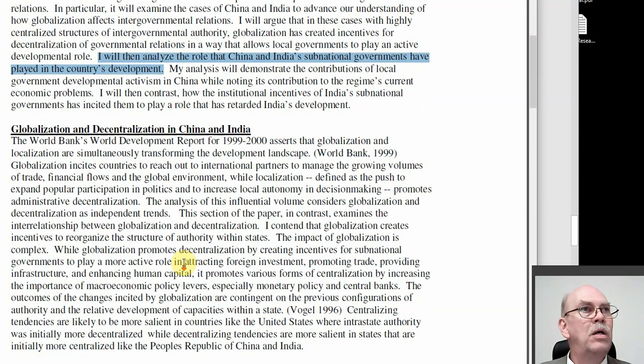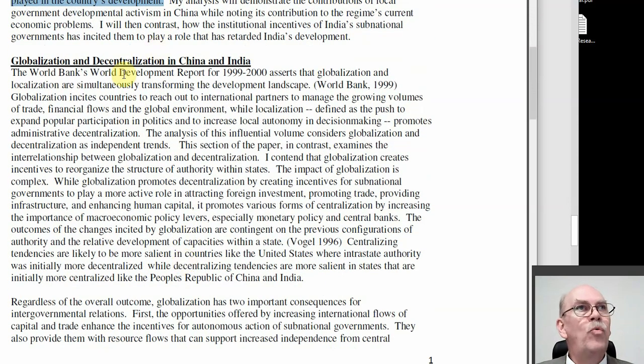So we can see here the World Bank World Development Report for 1999-2000. There's a hint that this paper was done around that time or a little bit later. All right? It was actually published in 1999.